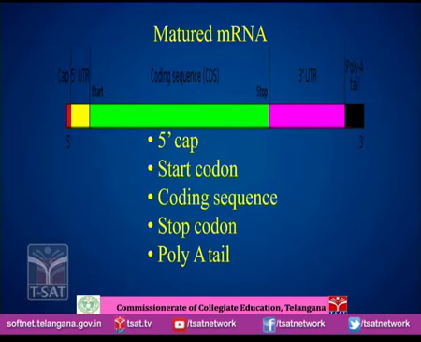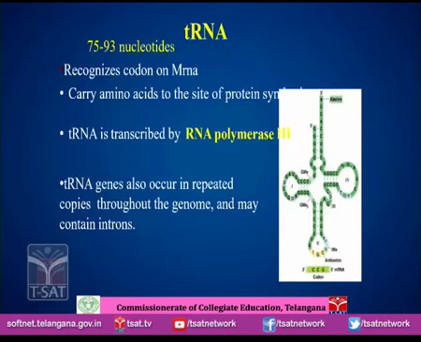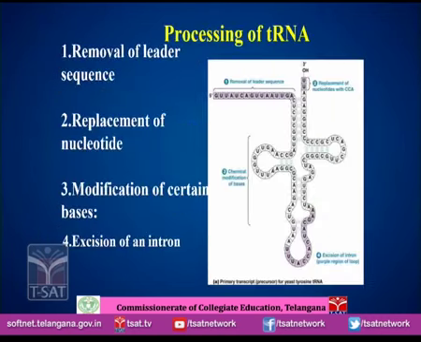Finally, after the mature mRNA, capping, tailing, and poly A tail addition can happen. Now, if you see the tRNA, generally four different kinds of modification can be present. One is removal of the leader sequence present at the left side, replacement of nucleotides with unusual ones, and excision of the introns can take place.